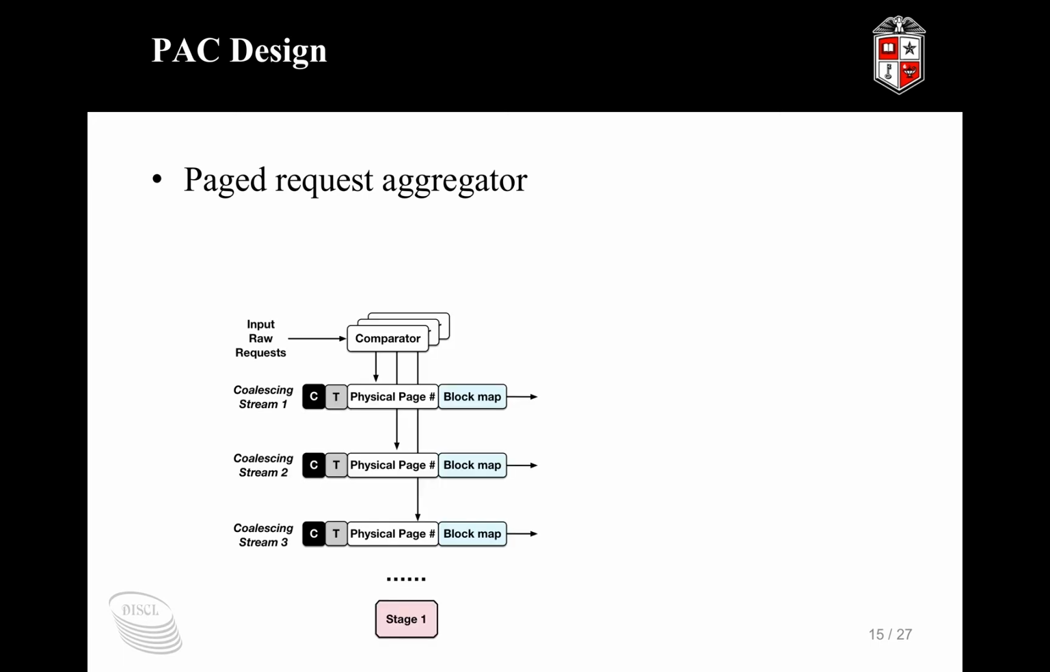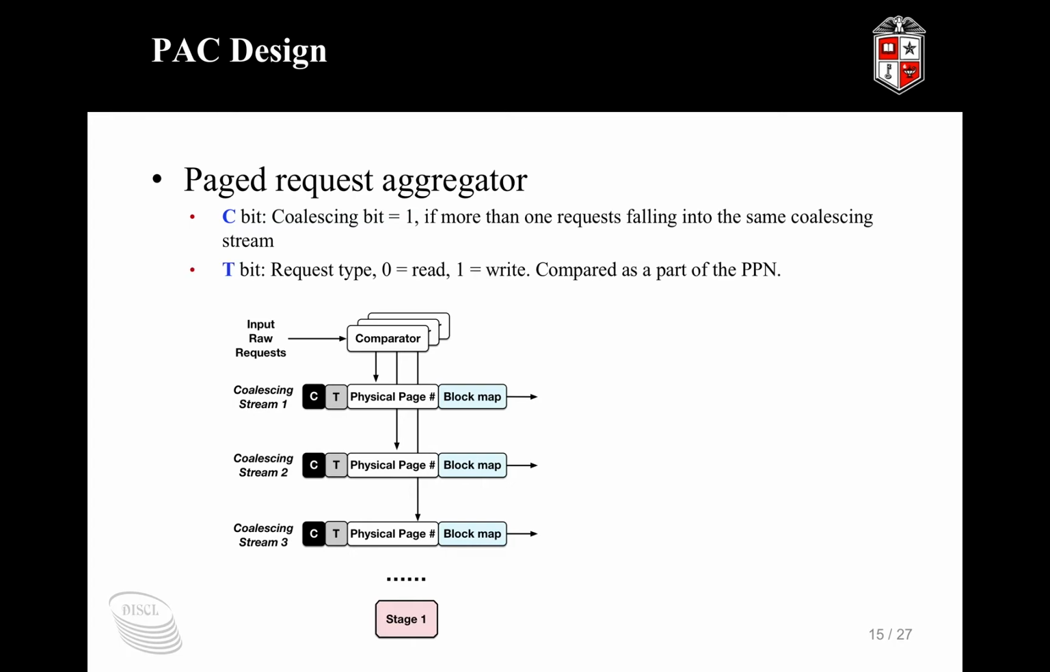And first, I will talk about the page request aggregator. It actually consists of multiple coalescing streams. In each coalescing stream, we first have a C bit, which represents the coalescing bit. It will be set to 1 if more than one request falls into the same coalescing stream, representing that there is a possibility that we can coalesce the requests. Otherwise, the coalescing bit will remain 0, and it's going to skip the following pipelines and directly flush the request into the main memory.